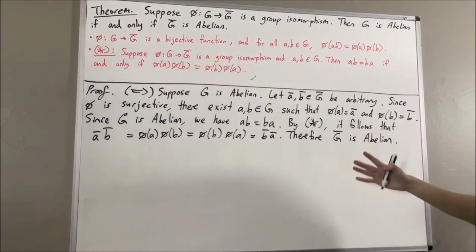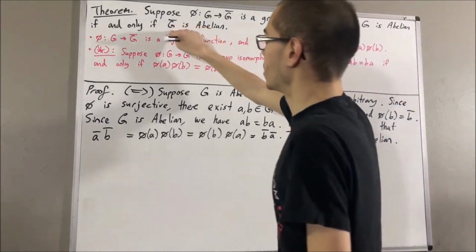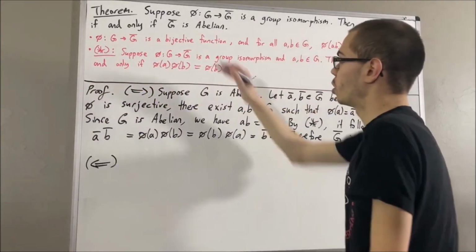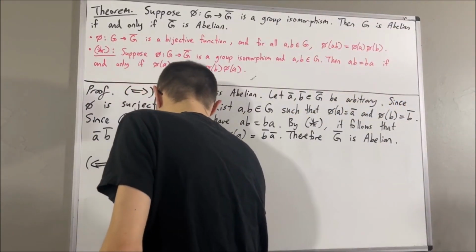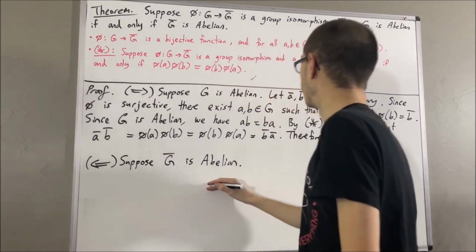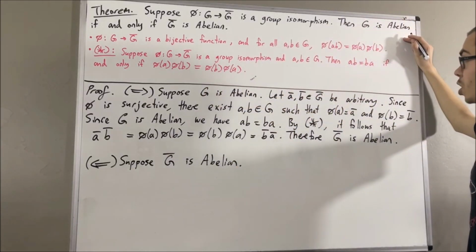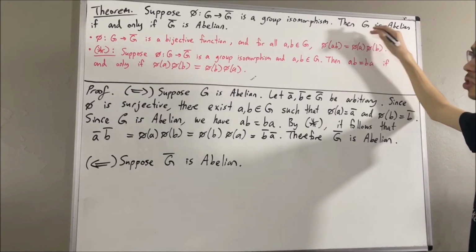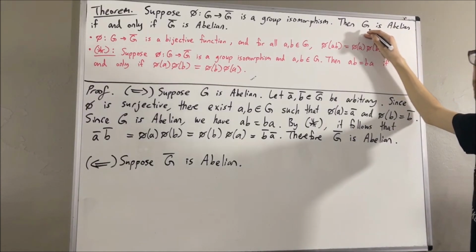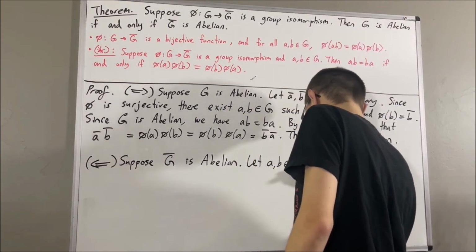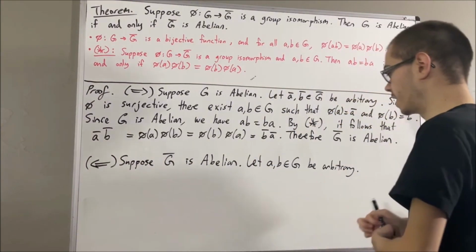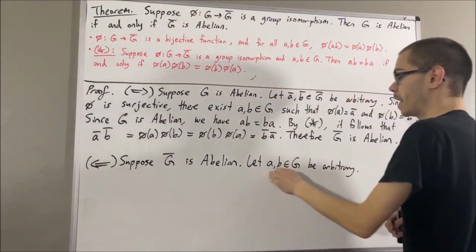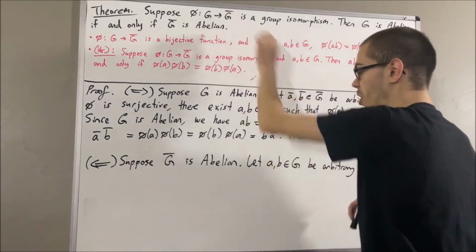Now let's prove the converse. We're going to prove if G bar is abelian, then G is abelian. To prove that, suppose G bar is abelian. The whole goal is to show G is abelian, which means we want to show that every pair of elements of G commute. And to do that, let's give ourselves two arbitrary elements of G. I'll call them A and B. Well then, if we send A and B into the function phi, we have that phi of A and phi of B are elements of G bar.